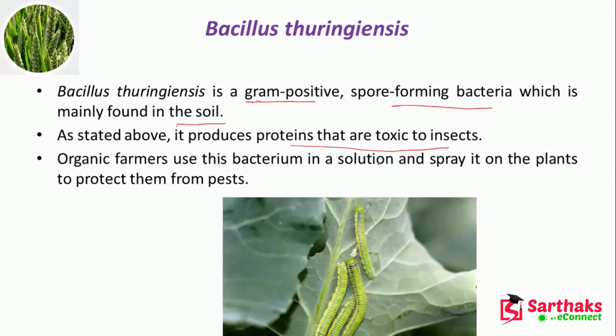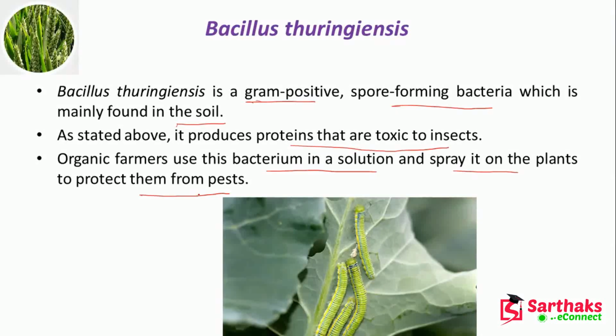And organic farmers use the bacterium in a solution and spray it on the plants to protect them from the pests. I have told you, if I am growing the crop in a very large open field, right? According to the weather, some airborne insects are there, right? And due to that, what happens? There will be some pests, and they can destroy a part or the whole crop, or they can affect the crop before maturing.